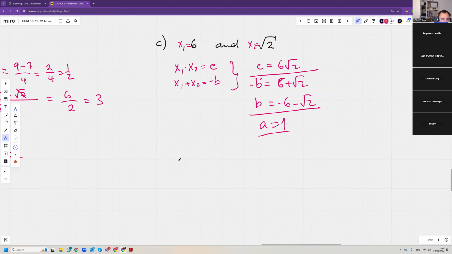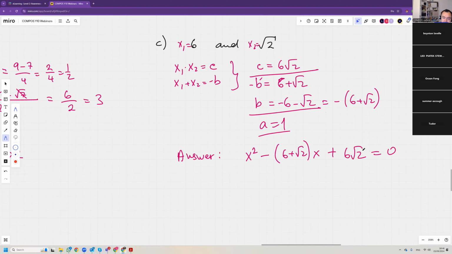Okay, I'll answer that question in a second. So that means the answer is x squared minus 6 plus root 2 x plus 6 root 2 equals 0. So you see, it very quickly gets more complicated, but this is a quadratic equation, because x has x squared.